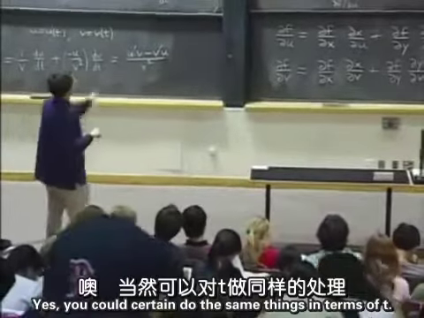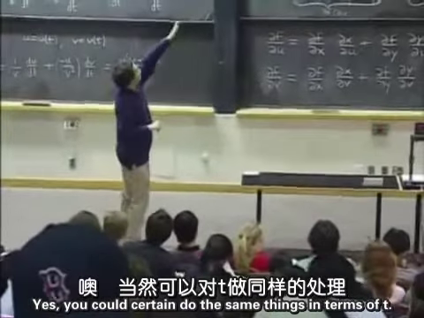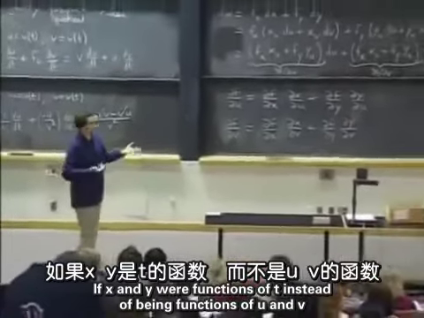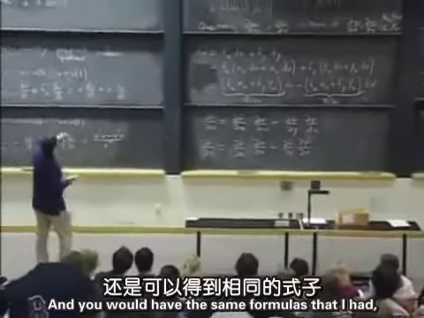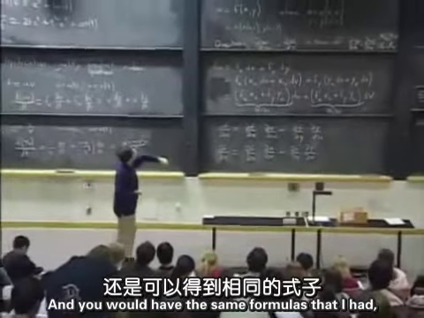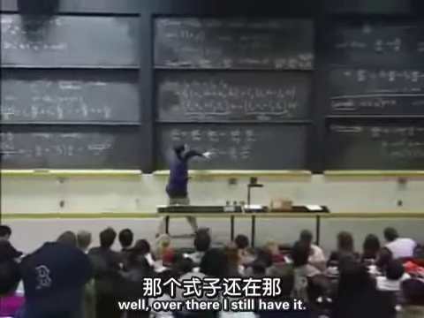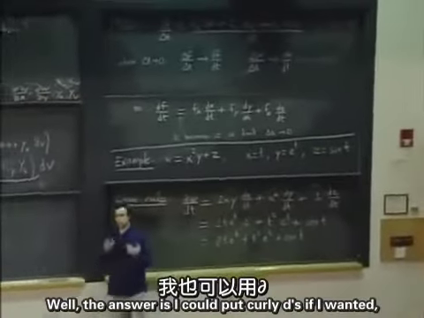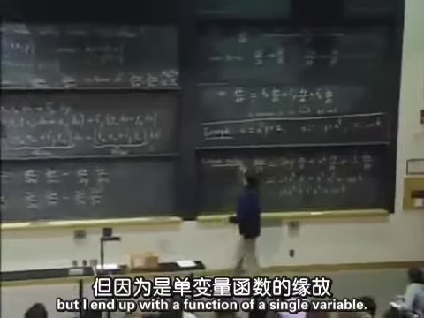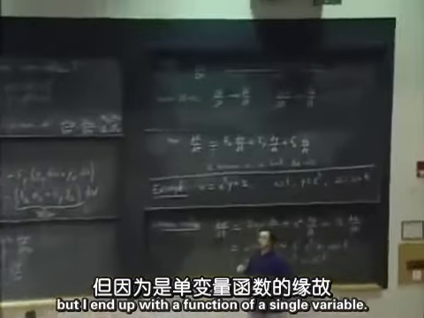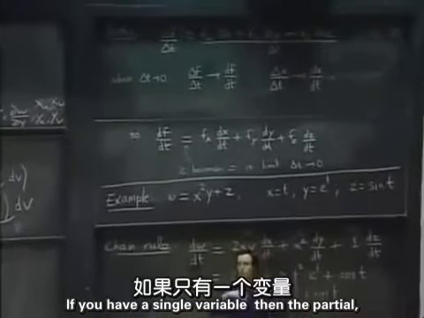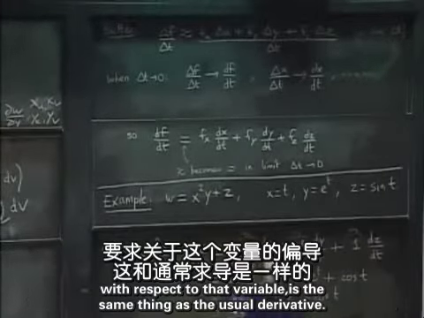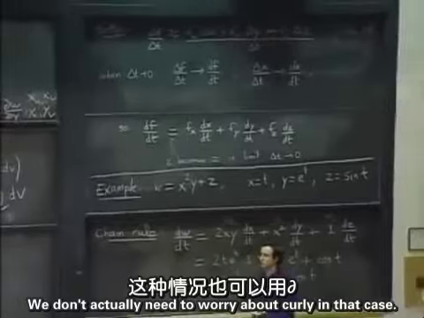Yes, you could certainly do the same things in terms of t. If x and y were functions of t instead of being functions of u and v, then it would be the same thing, and you would have the same formulas that I had. Well, over there I still have it. So why does that one have straight d's? Well, the answer is I could put curly d's if I wanted, but I end up with a function of a single variable. So if you have a single variable, then the partial with respect to that variable is the same thing as the usual derivative. So we don't actually need to worry about curly in that case.